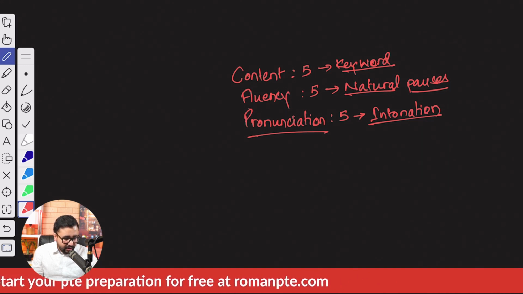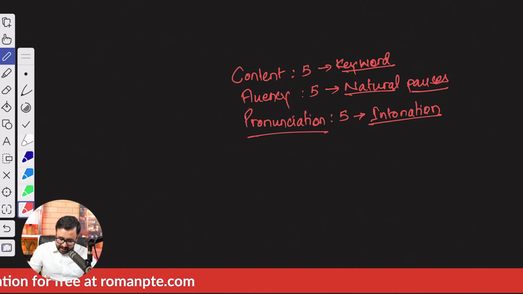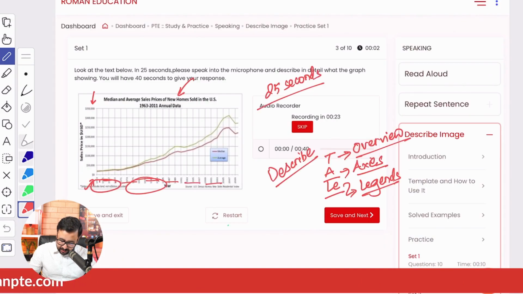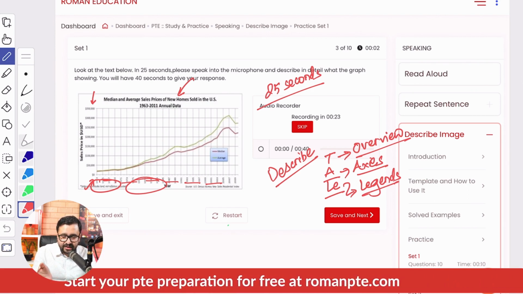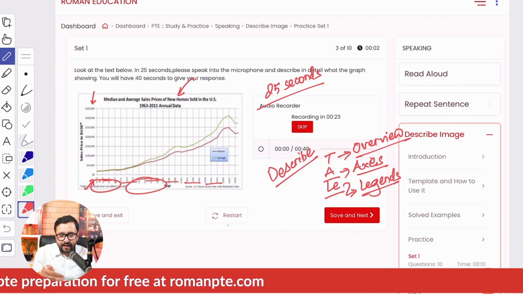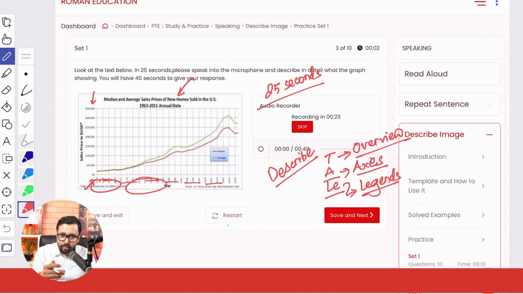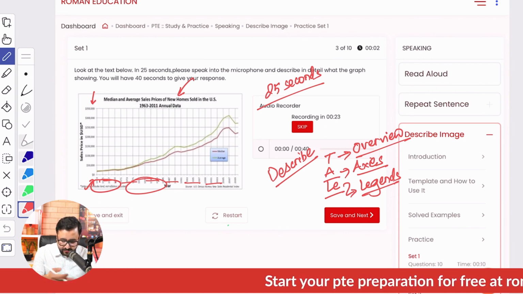So you have seen that now these are the things that you need to focus on to get high score in the test. So next time you do describe image, try to start by giving an overview of the image, looking at the title, then include the information in the axis, and after that include the information in the legend. And then at the end, just say, overall, the diagram provides important details about, and repeat the title.